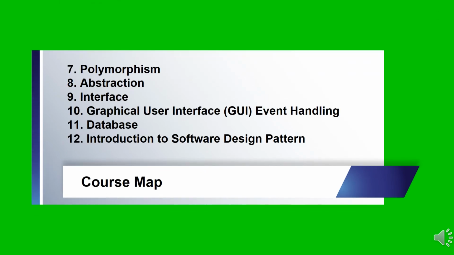The seventh module is on polymorphism. Then, module 8 is about abstraction. Interface is the ninth module. Module 10 is on the graphical user interface and event handling. Module 11 is about database. And the last module will introduce you to software design patterns.